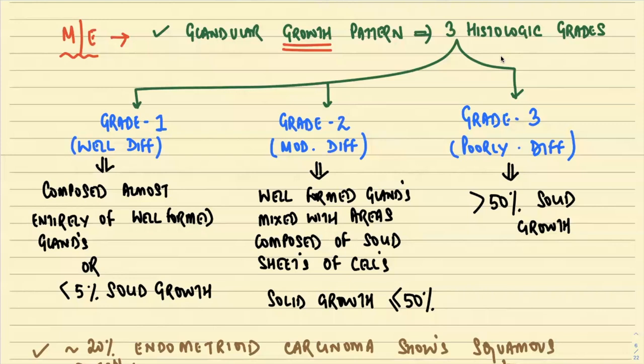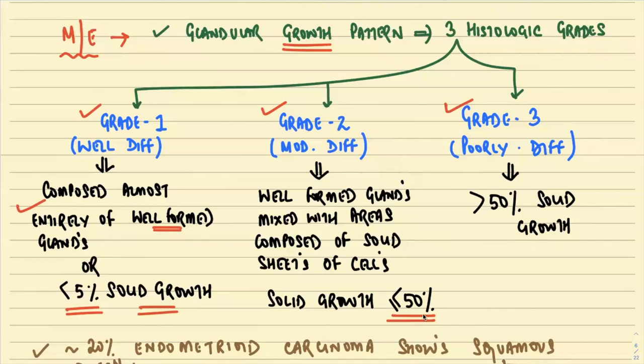Now, there are three important histological grades that you have to remember. There is grade 1 or well-differentiated endometrial carcinoma, grade 2 or moderately differentiated endometrial carcinoma, and grade 3 or poorly differentiated endometrial carcinoma. This grading is basically based on the amount of solid architecture or solid growth. So grade 1 tumors have less than 5% solid growth. That means more than 95% of the tumor is composed of well-formed glands. Okay. Whereas grade 2 tumors have solid growth up to 50%.